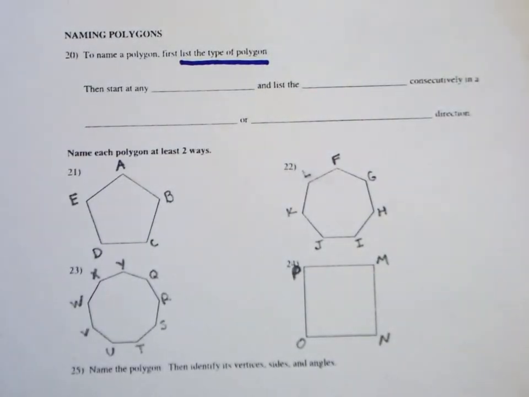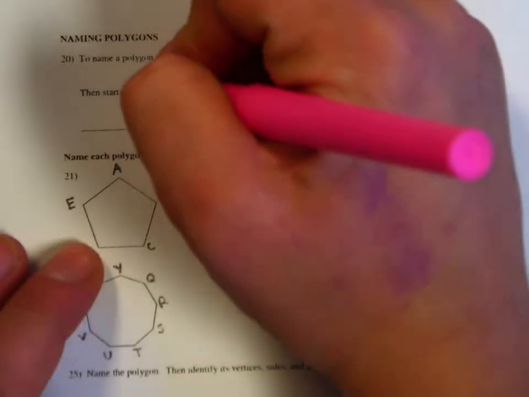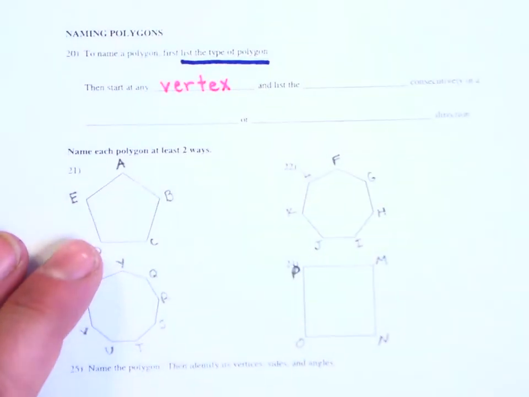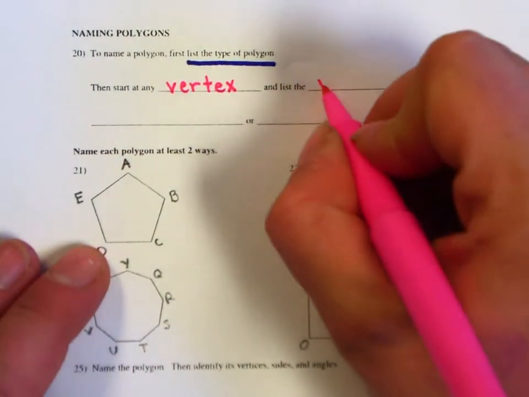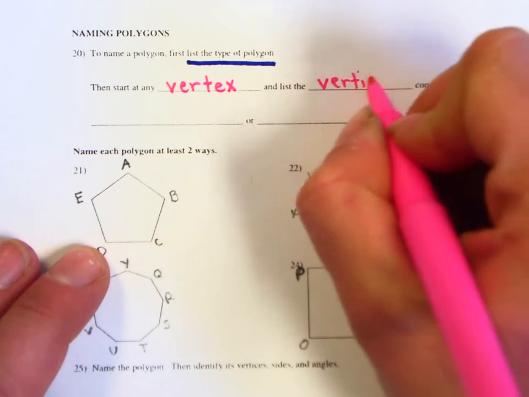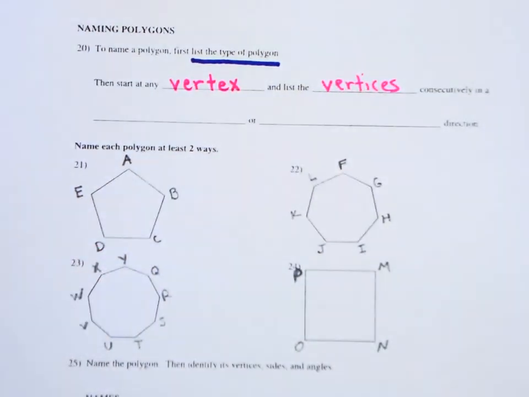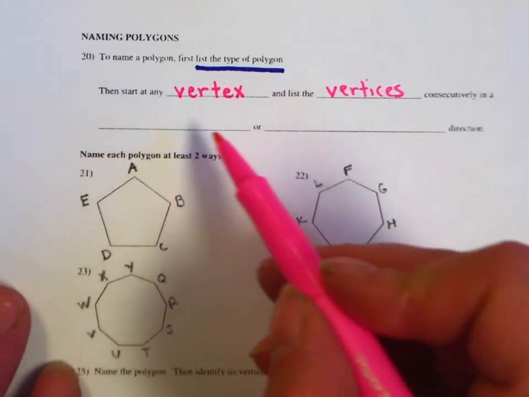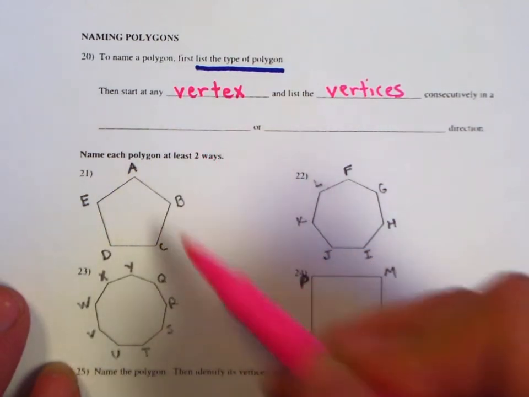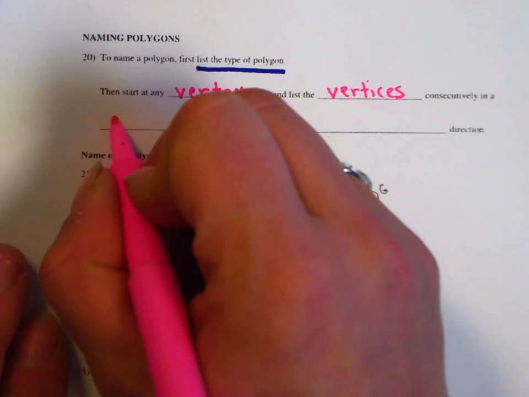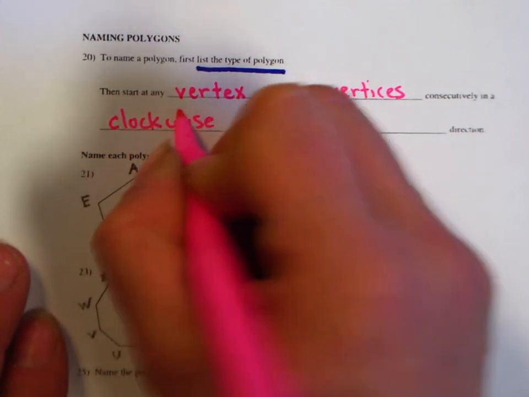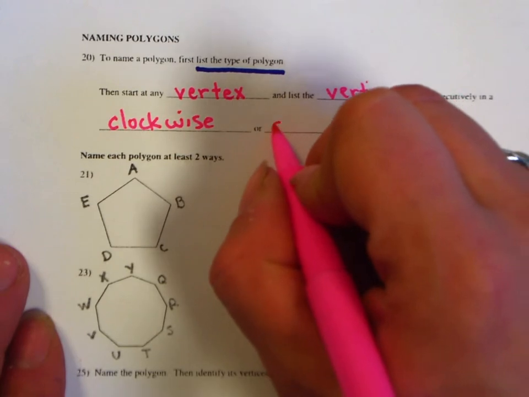Next, we want to then start at any vertex and list the vertices consecutively in a blank or blank direction. So think about it. If you're going around a figure, there's two directions you could go. You could go clockwise, or you could go counterclockwise.